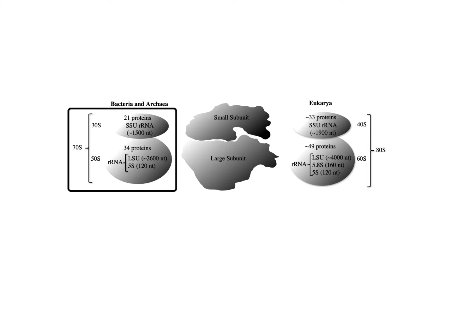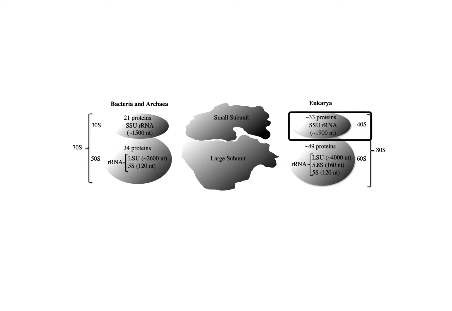Archaeal ribosomes are a bit larger than this. And they're on their way sort of to becoming these eukaryotic ribosomes, which have about 33 proteins and a small subunit ribosomal RNA of about 1,900 nucleotides, and the small ribosomal subunit, which is 40S, that is the Svedberg units. And then the large subunit has about 49 or 50 proteins and includes the large subunit rRNA, 5.8S rRNA, and 5S rRNA.